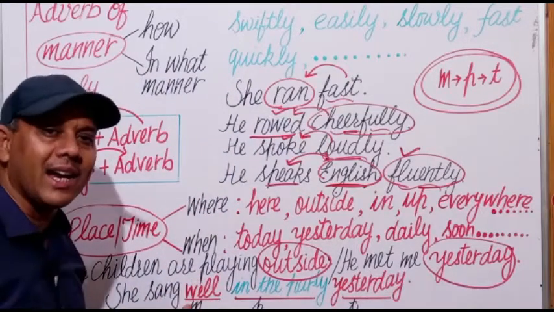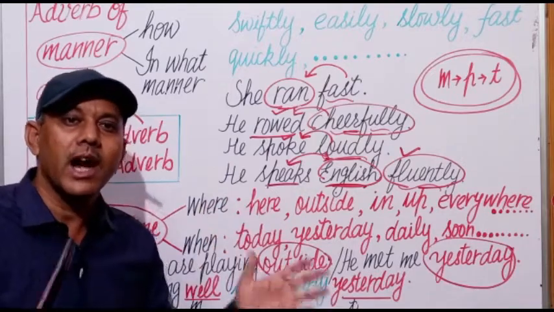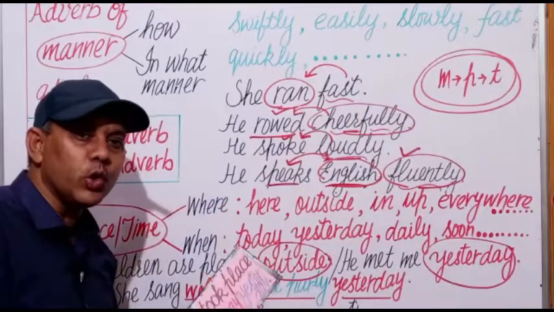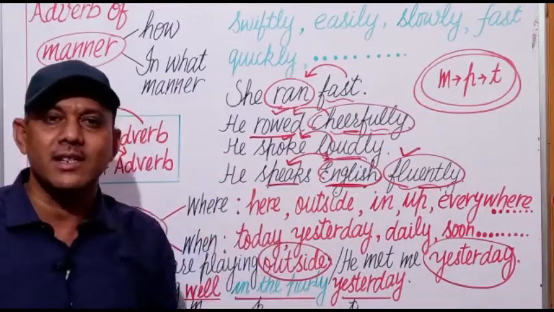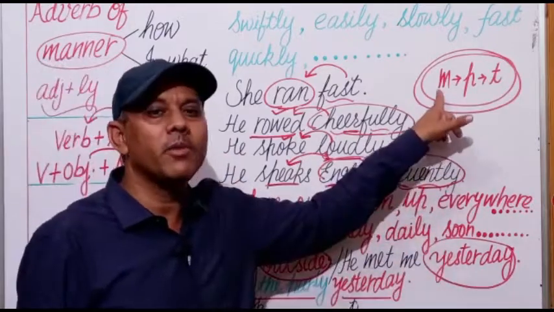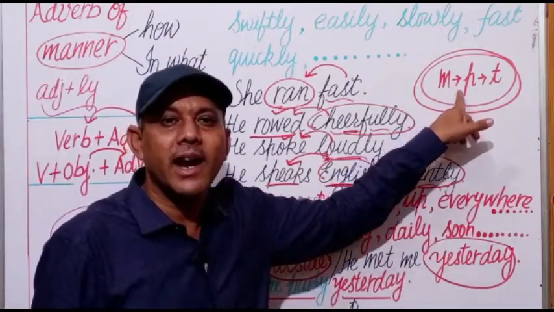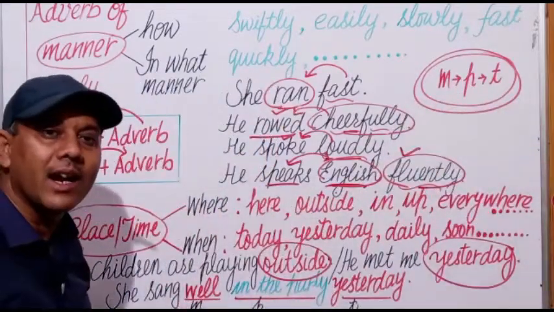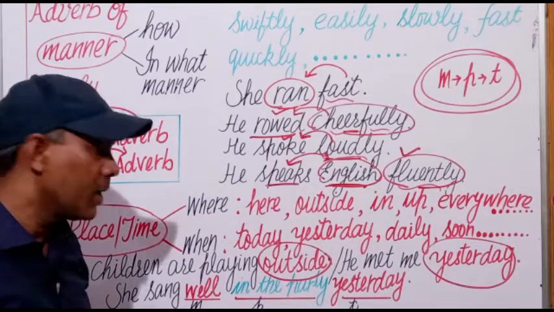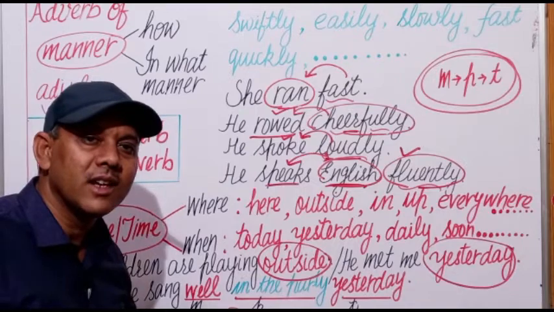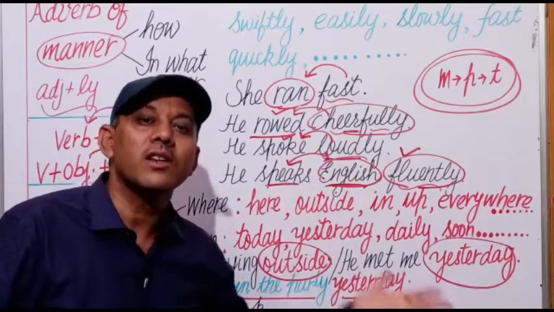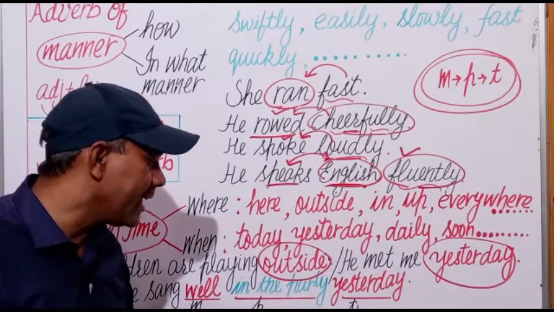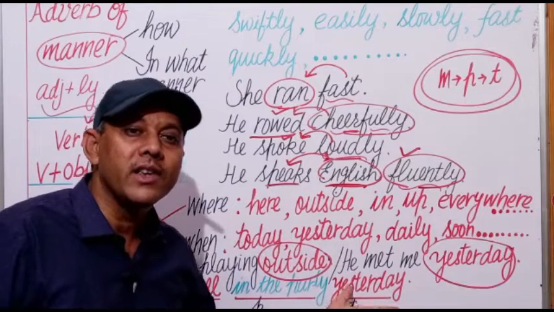Let us take an example. She sang well. There are three adverbs: adverb of manner, adverb of place and adverb of time. If we have to use all the three adverbs in a single sentence, then first of all use adverb of manner, then adverb of place and at last use adverb of time. For example, she sang well. How did she sing? Well. Where did she sing? In the party. And when did she sing? Yesterday. We shall use well, then in the party, adverb of place, and then adverb of time, yesterday.